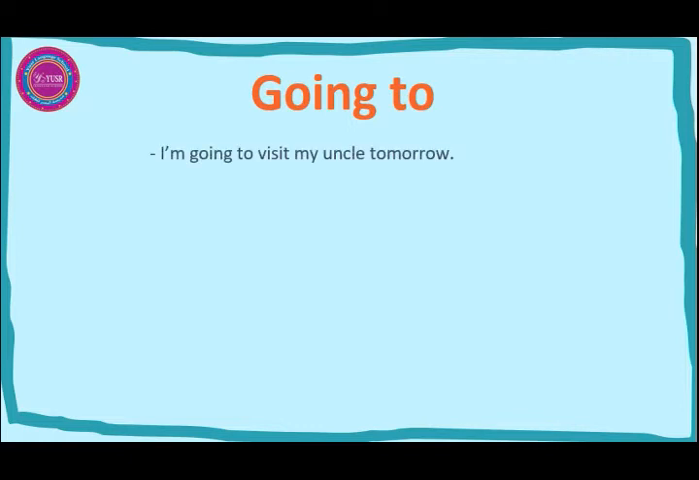The first sentence says, "I'm going to visit my uncle tomorrow." The word "tomorrow" is for the future. It's not today, it's tomorrow. So "going to" is related to the future. We use "going to" to talk about a future event, something that will happen in the future. It's not today, it's not yesterday, it's not now, it's in the future.